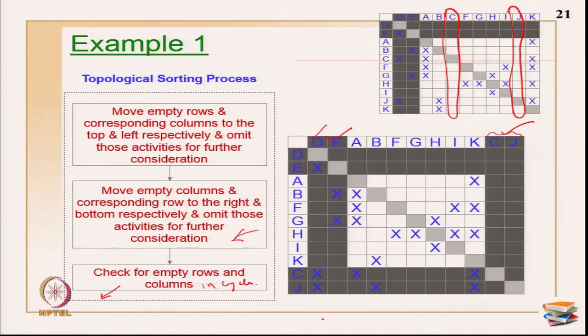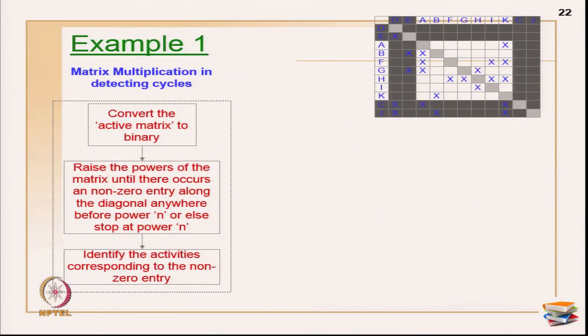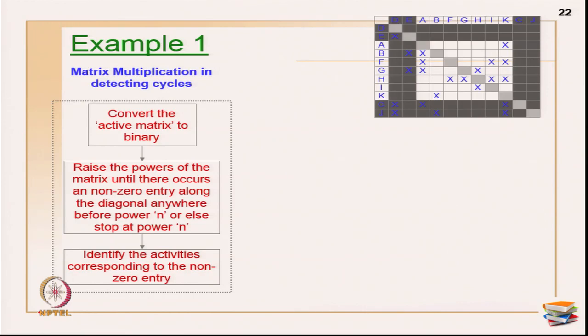Now within this, now I have got a bigger block and all empty rows, columns are identified. Okay. Only the start, last activities are identified. Now you have to find out what is there within this particular stretch. Okay. Now what is the next step? So topological sorting process is over. Okay. Next step is matrix multiplication in identifying cycles.